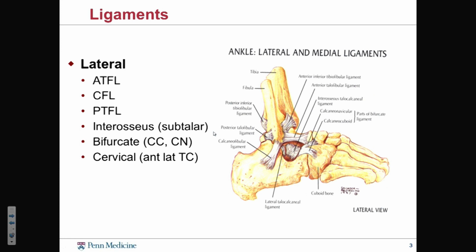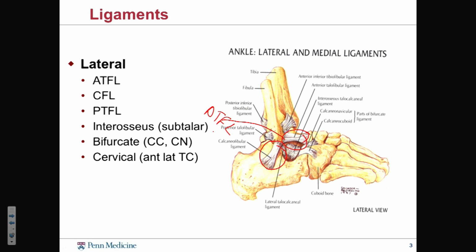So first, we'll just talk about some anatomy, and I'll point out some important elements around the ankle, and especially the lateral ankle, which is where most people have their injuries. If we look at the side ligaments of the ankle, the primary ankle ligament is the anterior talofibular ligament here, and the calcaneofibular ligament that's right here. The anterior talofibular ligament, which is often referred to as the ATFL, is the most commonly injured ligament.